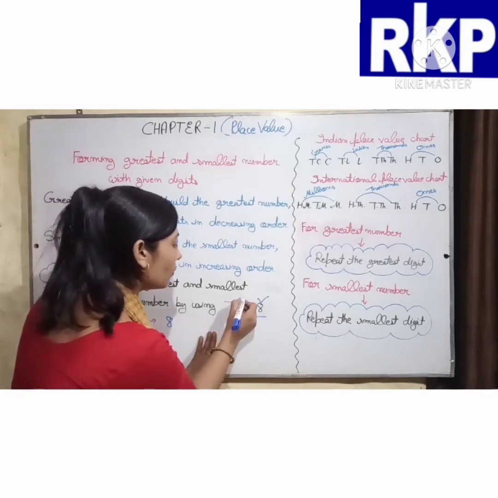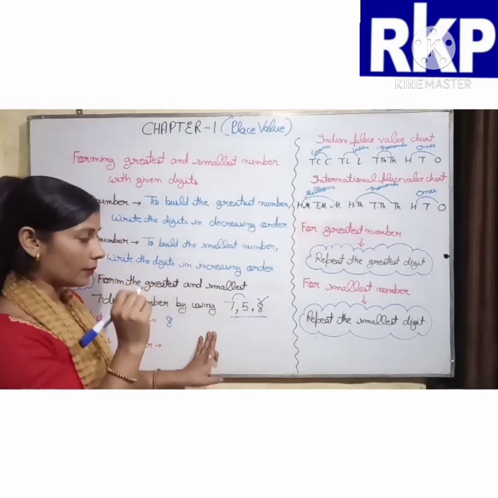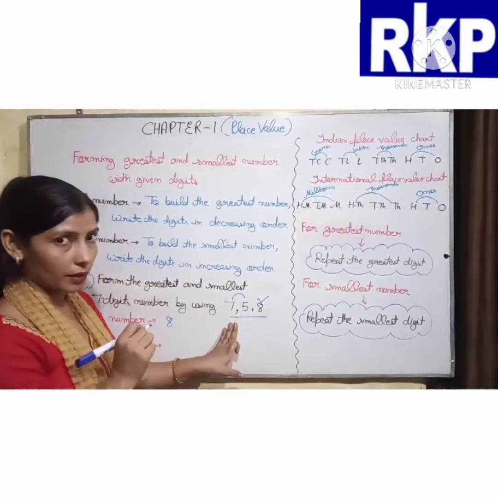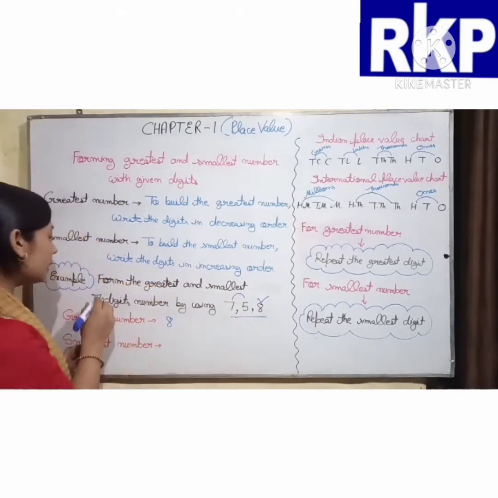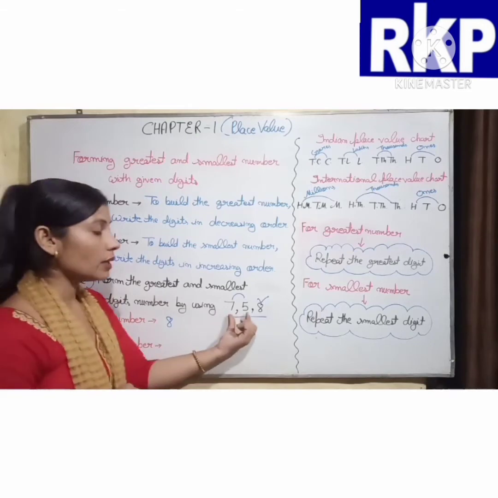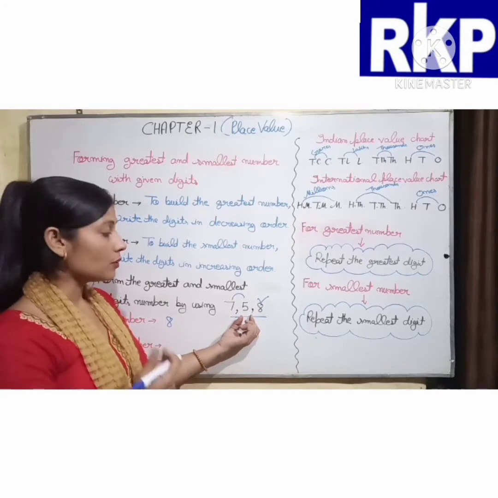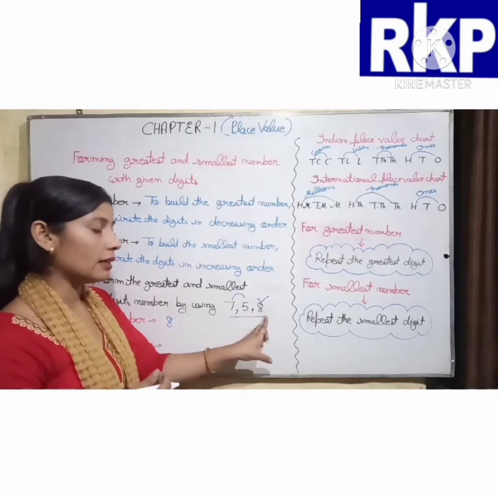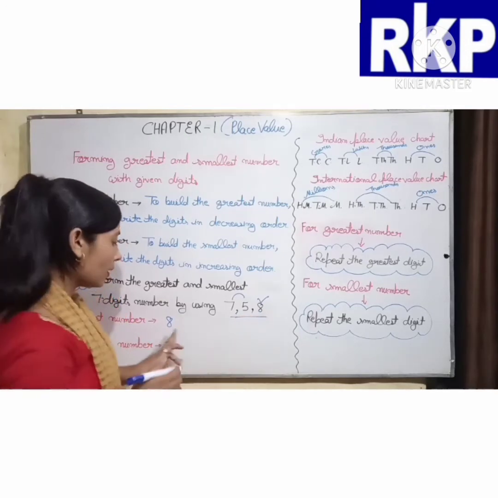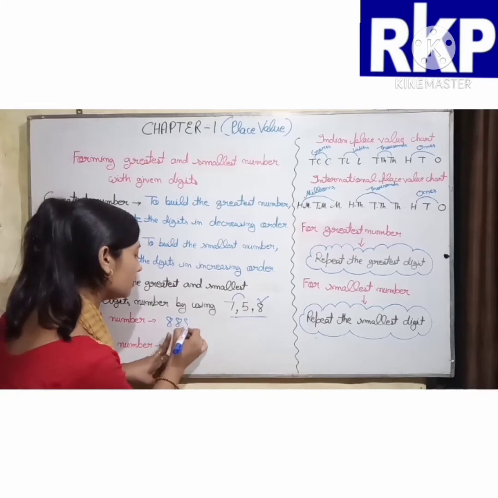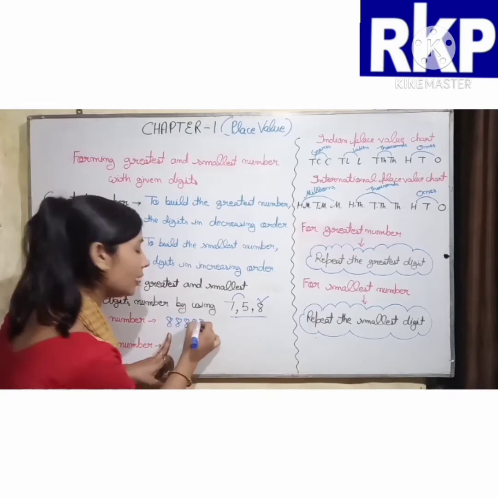Here we have 5 and 7 also. So 2 digits are these, and how many do we need? 7. So 2 are these, so how many more do we need? 5. So we have to write 8 five times. 8 8 8 8 and 8.